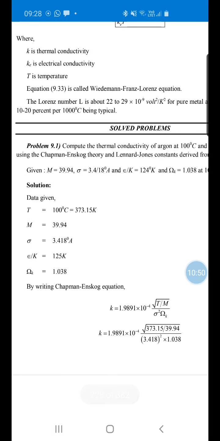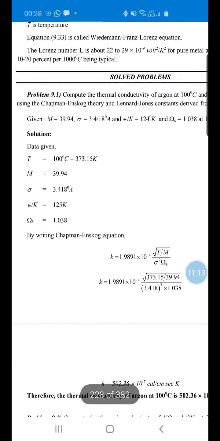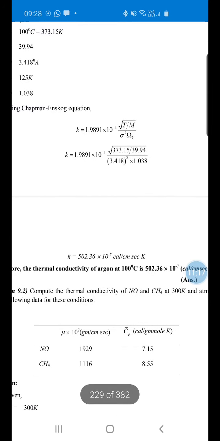So the first problem is: compute the thermal conductivity of argon at 100 degrees Celsius and 1 atmospheric pressure. We know this is a problem related to gases. We have a few options, but from the data you can realize which equation is to be used. Data given is molecular weight, sigma, epsilon by K, and omega K. So from this we can easily understand that we can use the Chapman-Enskog equation.